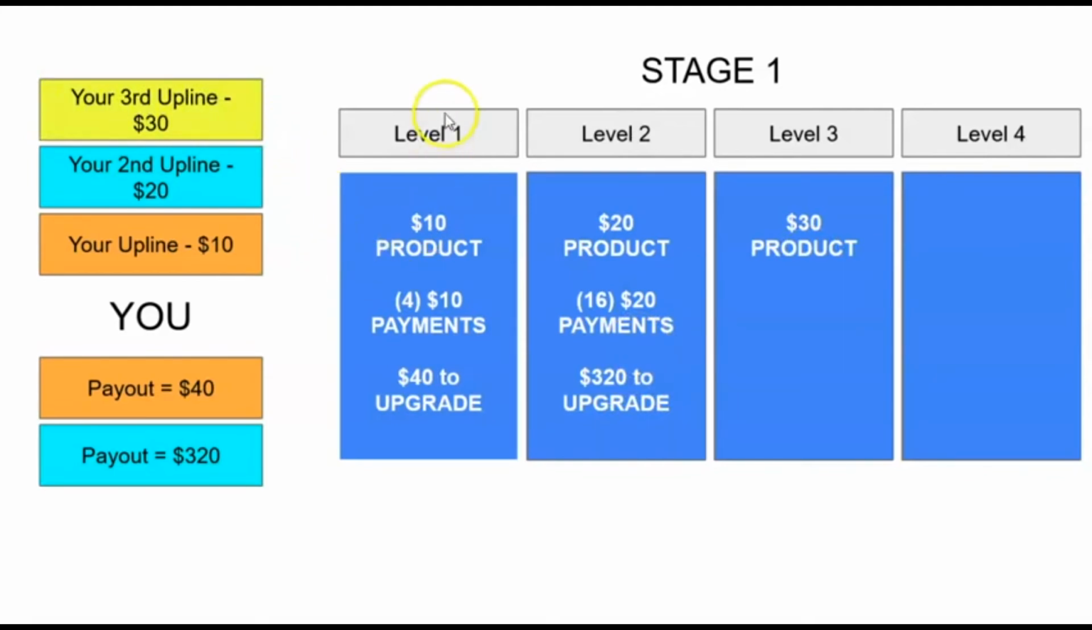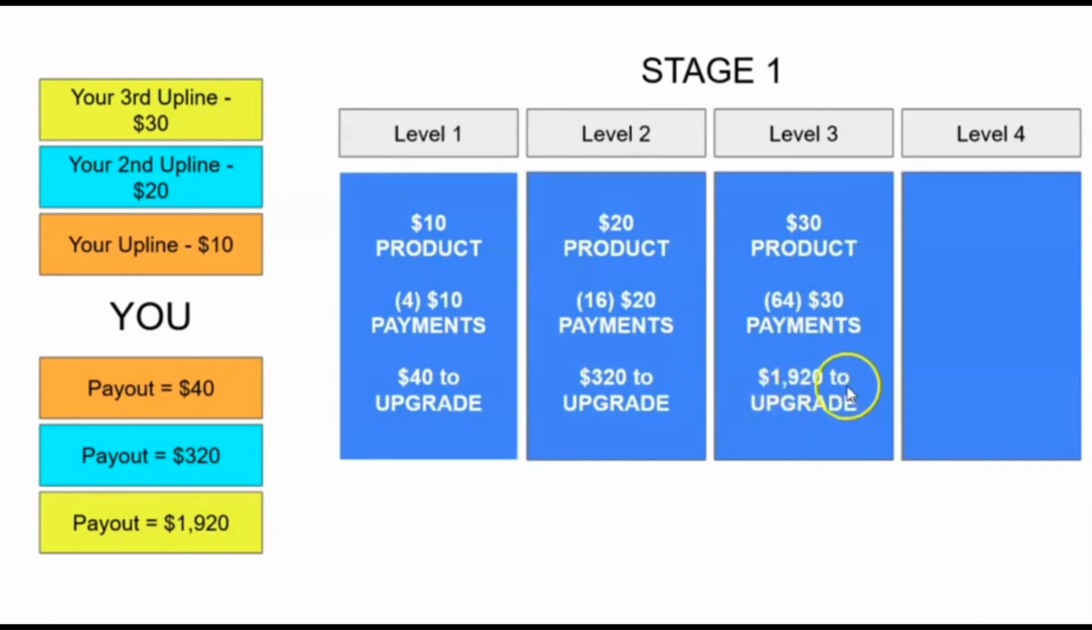Now you have your first level, your second level, and now you're on your third level. Once you have paid your third upline the $30, you have unlocked level 3, and that is 64 payments of $30 from your third level. What that is going to equal is $1,920. Now you want to continue to upgrade to the next level. You're going to take $40 of that $1,920 and upgrade to level 4.